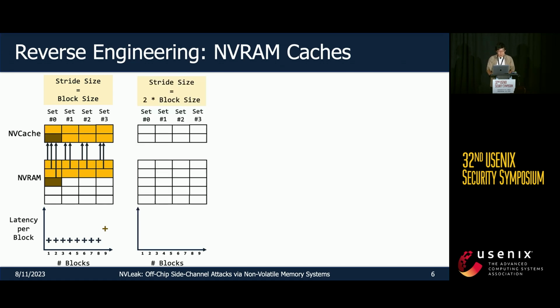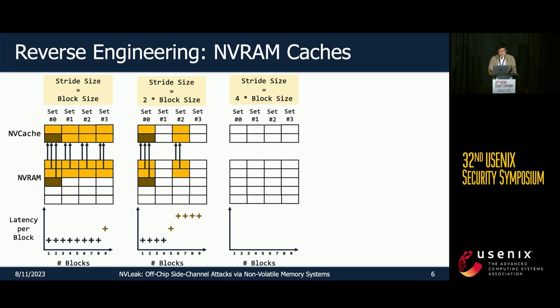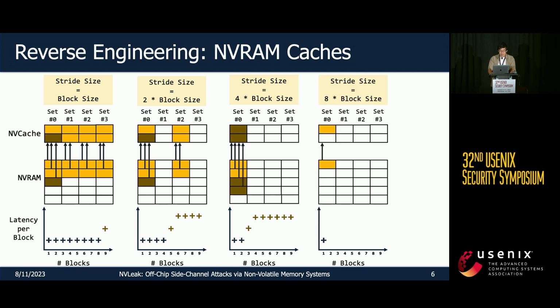Next, we double the stride size to be 2 times the block size. We access the first few blocks, and they are all low latency. Starting from the 5th block, we get a higher latency, and after that, we get even higher latencies. Similarly, we double the stride size again, we get the first 2 blocks with low latency, and starting from the 3rd, we get higher latencies. After this point, if we double the stride size again, we still get the first 2 blocks as low latency, but after the 3rd one, we get higher latency.